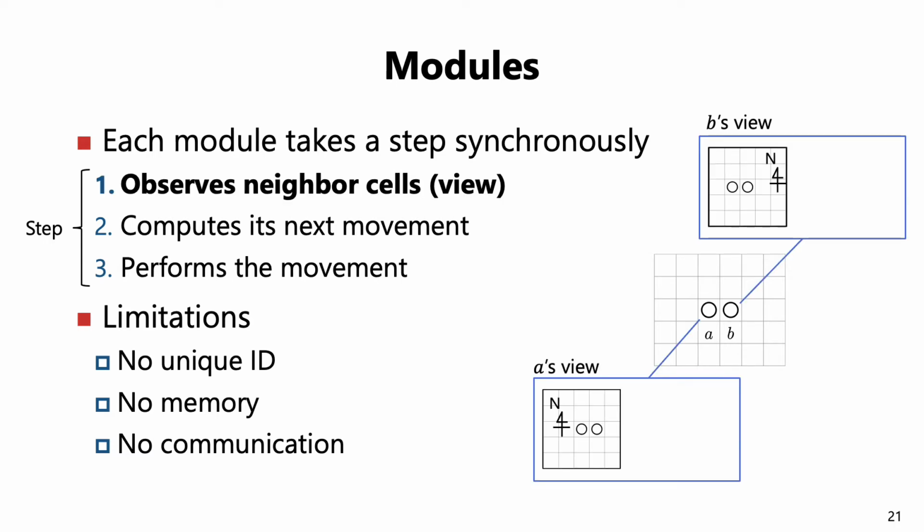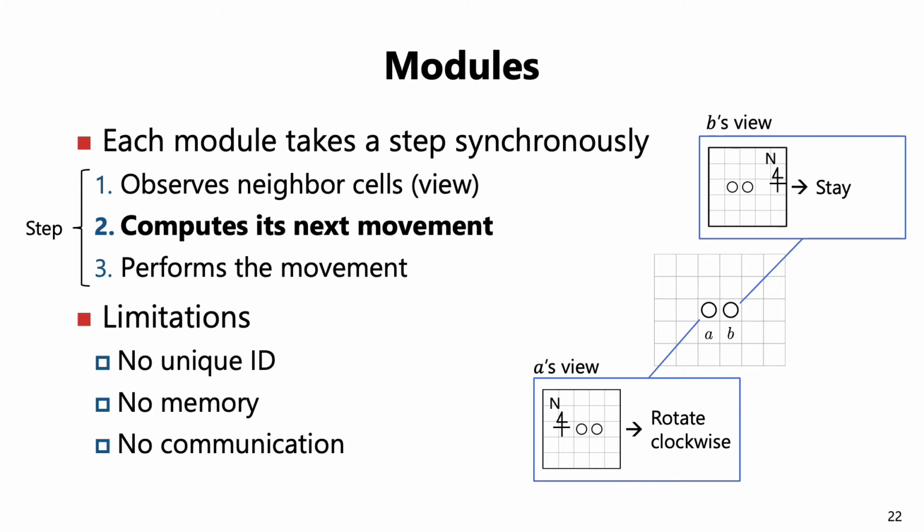And in a step, a module first observes its neighbor cells. We call the result of this observation a view. This is module A's view, and this is module B's view. Since modules have a global compass in this case, both modules recognize that the up direction is north.